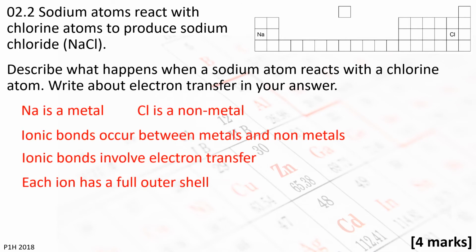We said earlier that electrons are shared or transferred when chemical bonds are formed. Atoms do this to obtain a stable electron configuration, a full outer shell. Ionic bonds occur between metals and non-metals. Ionic bonds involve electron transfer.